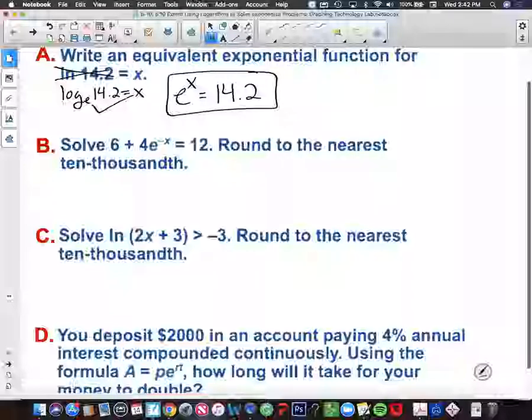Second one, solve the equation. So remember when we did these yesterday, we needed to isolate that exponential. That guy right there, we got to get by itself. So first we got to move the 6. And then you get 4e to the negative x equals 6. Next step, divide by 4. Okay, those will cancel. We get e to the negative x equals 6 over 4. Reduce the fraction, so you can take a 2 out of the top and the bottom, which would give me a 3/2.